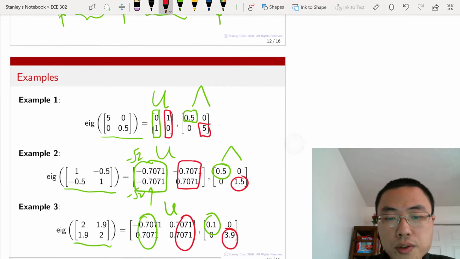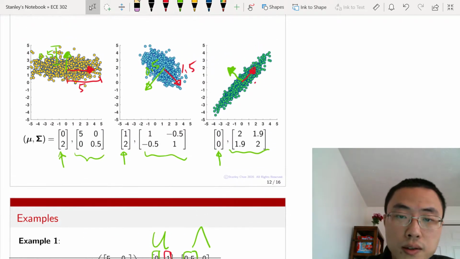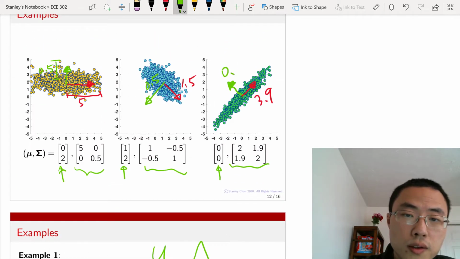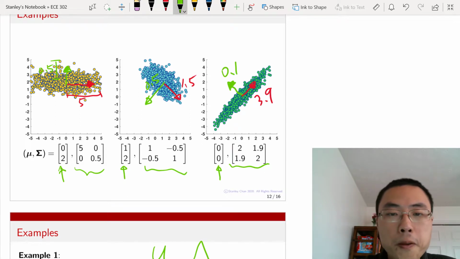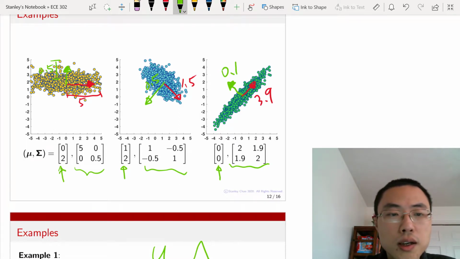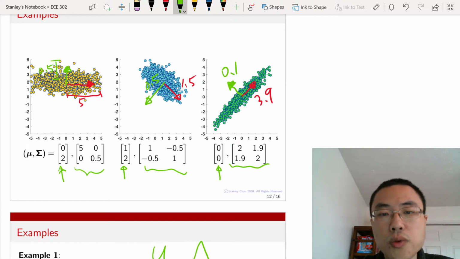Then what are the eigenvalues? This is 3.9, and the other one is 0.1. Okay, so you see that the direction really points to the right direction, and also the magnitude makes sense. The ratio is 3.9 to 0.1, and so you can see this is much bigger than here. This is 5 to 0.5, so this is 10 times difference, and then here is like a 39 times difference. And so we are expecting to see a more dramatic skew in this diagram.